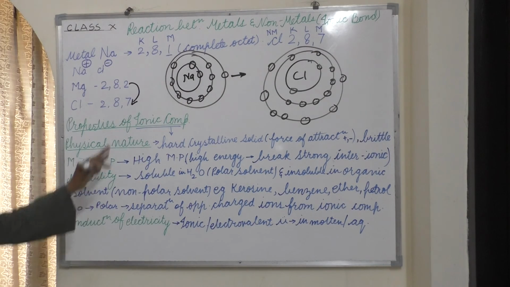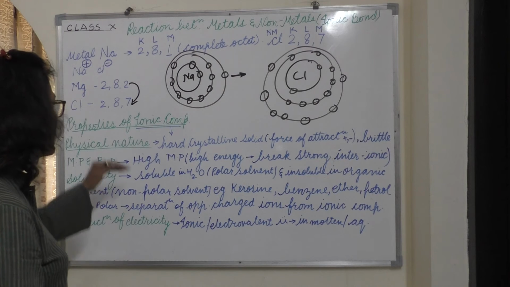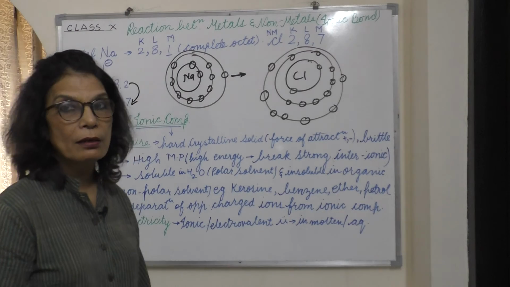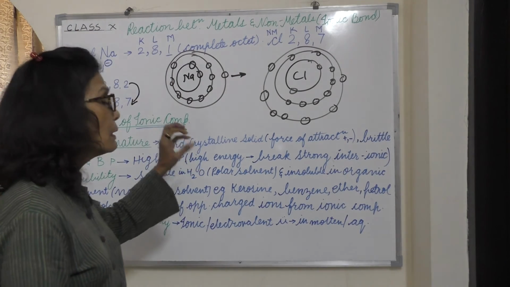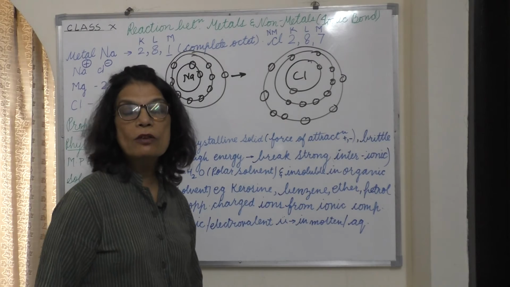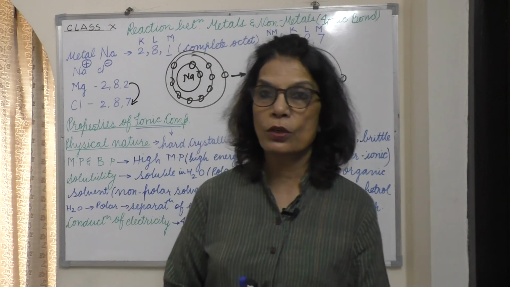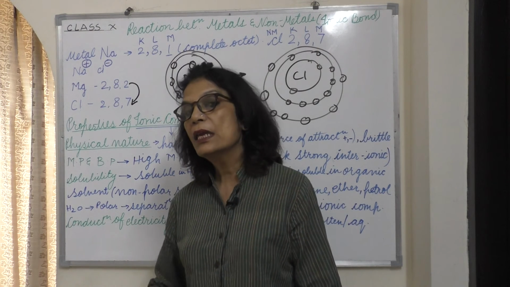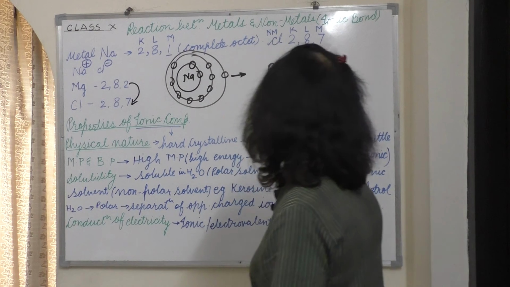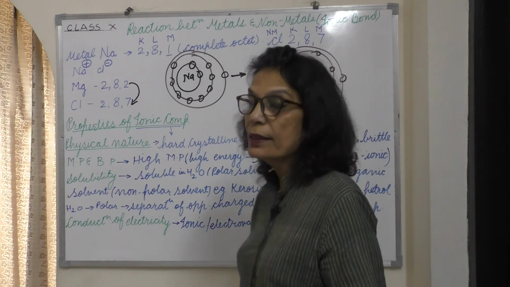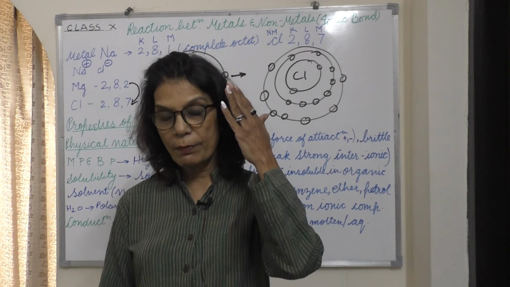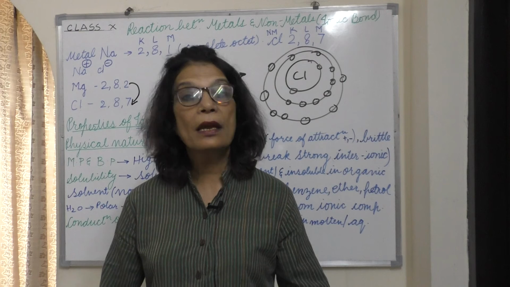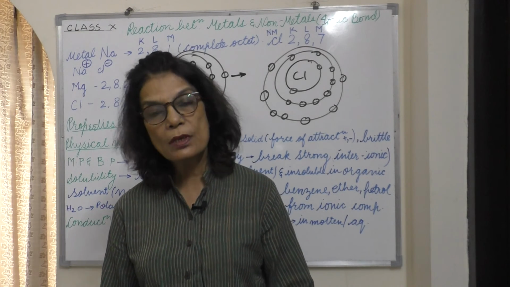Coming to the next one, the properties of ionic compounds. First one is the physical nature. The ionic compounds are very hard in their structure, and they are found in crystalline solid form. Why? Because of the force of attraction between the positively charged ion and the negatively charged ion. Second, they are hard, and that is the reason they are brittle. When we apply external force beyond the limit, then only it can break. It can break, but it cannot change shape, for the same reason.